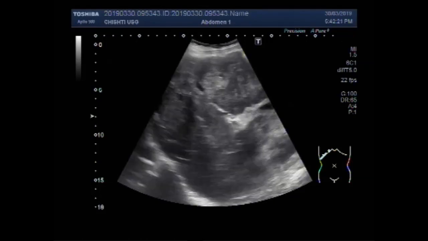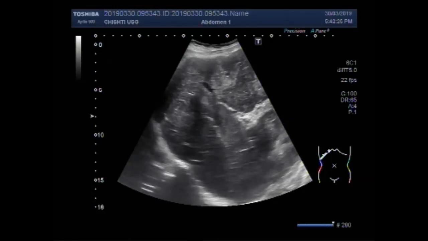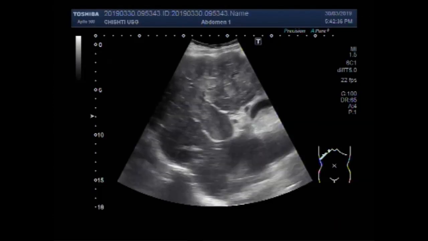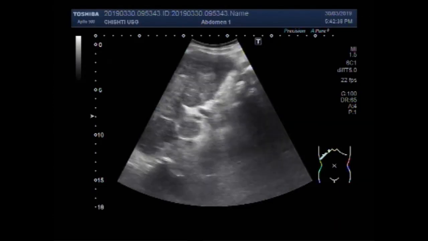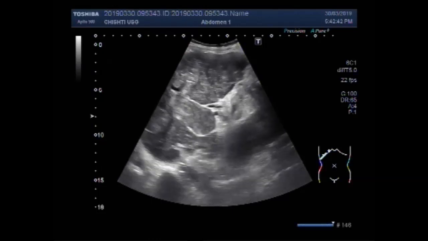The echogenicity of the hepatic parenchyma is coarse and irregular. Now you can see this one is the hepatic mass, and this is the mass in the porta hepatis. Now both the masses are visible.